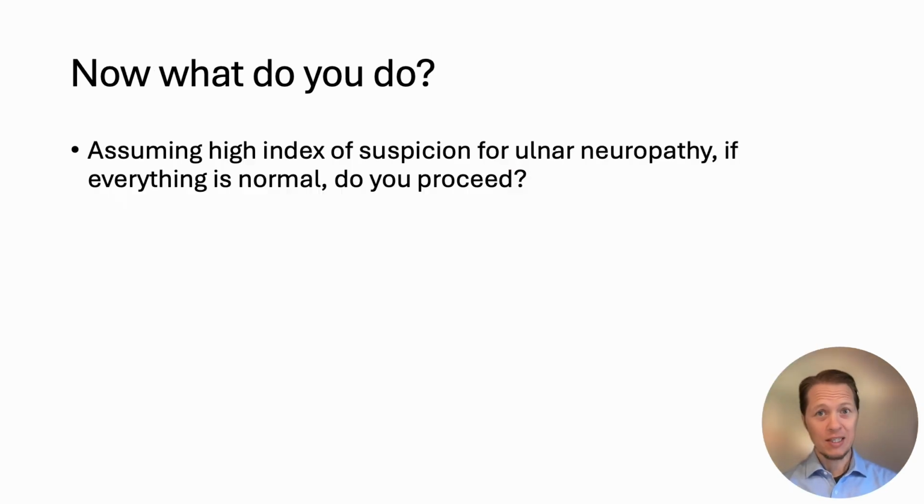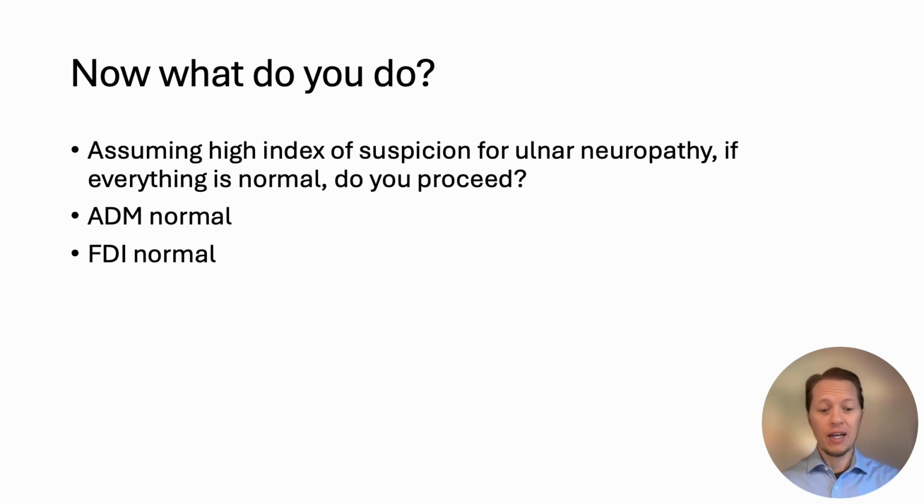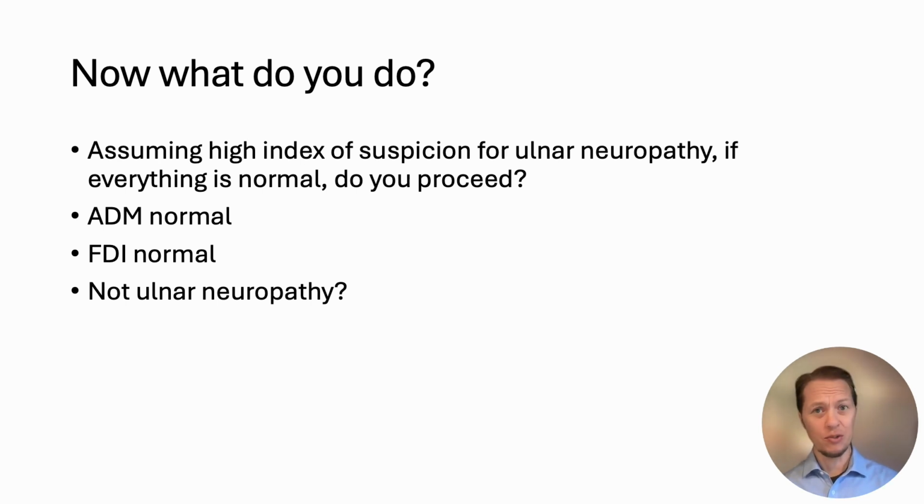So now what do? Let's say you're in your own EMG lab. You're just trying to get through your day, get on to the next patient. You've done ulnar to ADM. You went the extra step and did ulnar to FDI, and everything checks out, right? This is not ulnar neuropathy. You've done your due diligence. Let's move on. But what if you have a high index of suspicion? There are other studies you can do.